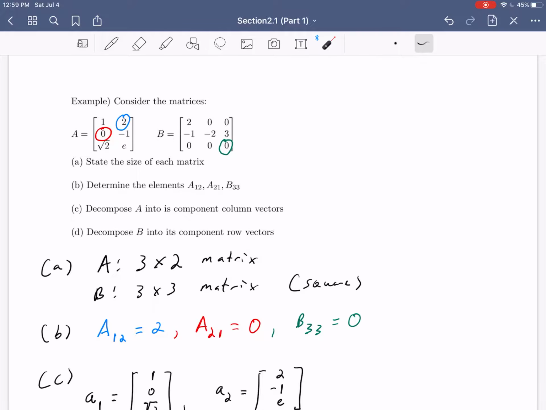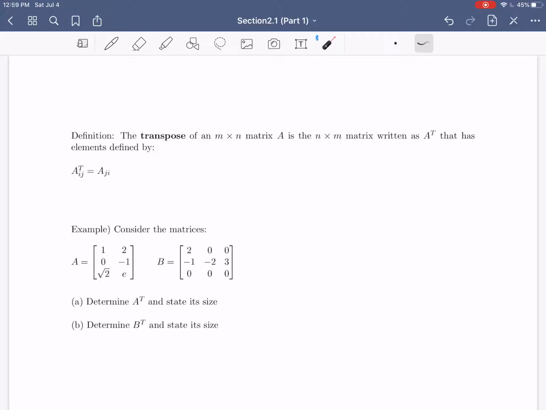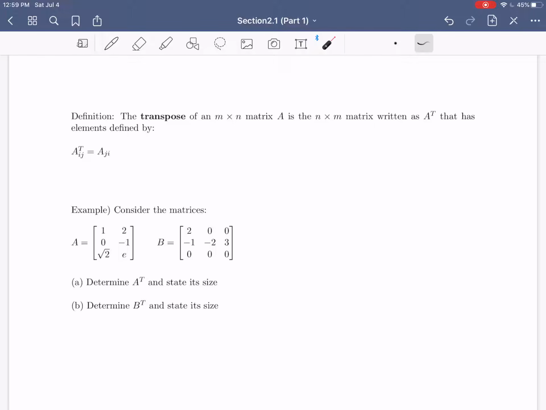Okay, so that's just some quick practice about the basic definitions there. All right, let's continue on with some more definitions. The first thing that is really important here is the idea of a transpose, right? All that other stuff was just terminology about matrices. The transpose is the first matrix operation that we're going to talk about.